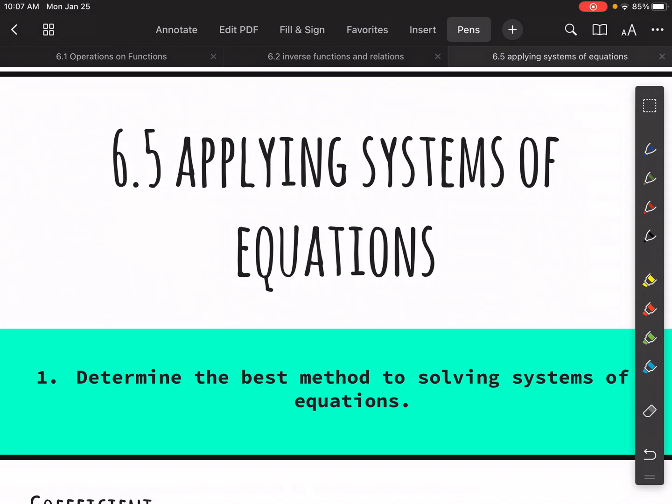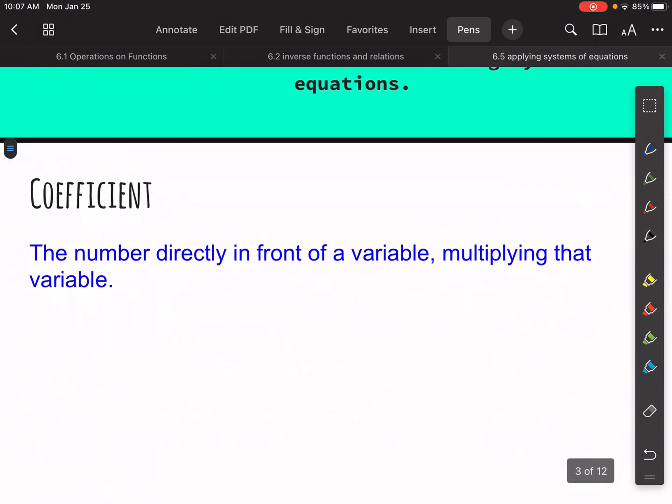Alrighty, guys. We are now moving to 6.5, where we are applying what we've learned already about systems of equations. So basically, the lesson for today is let's remember what we've done and let's choose the best method to solve something. That's really what this is all about. Okay, so it's kind of like a good review of everything we've done.